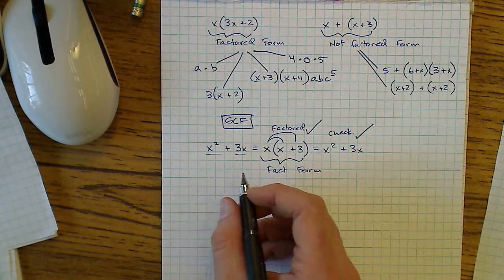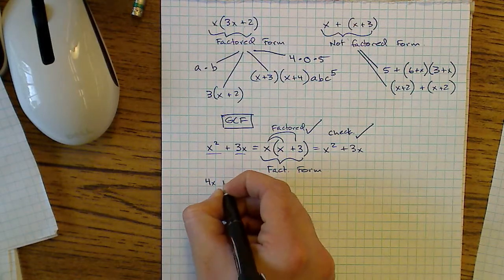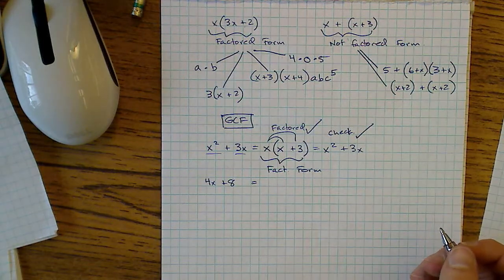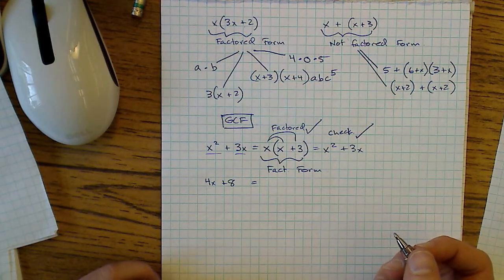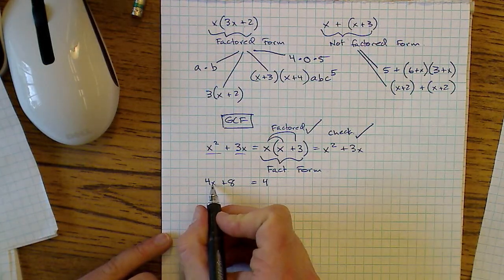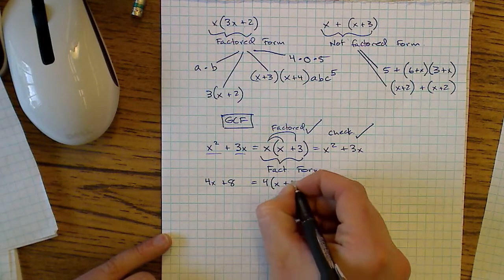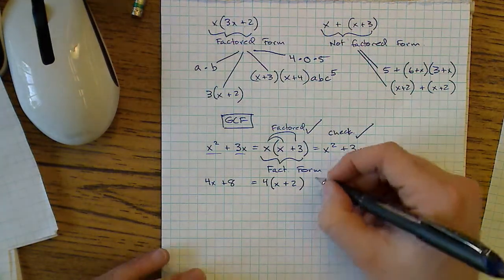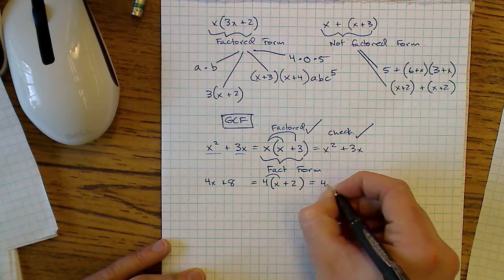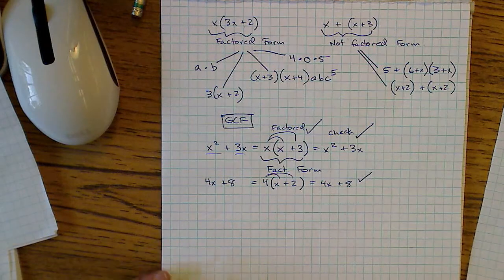Here's another example of a place where you could factor out the greatest common factor. Let's try this expression, 4x plus 8. Can you think to yourself what the greatest common factor would be? Hopefully you're thinking that 4 goes into 4x and 8. So if I factor it out, I get 4 times (x plus 2), and that's the factored form. I can check my answer by distributing: 4x plus 8. I know I got it.